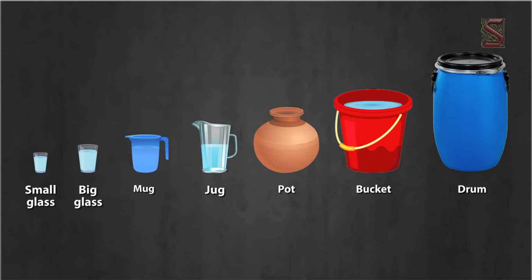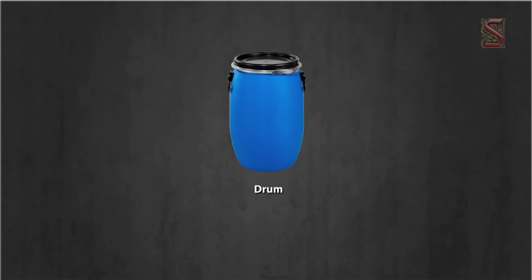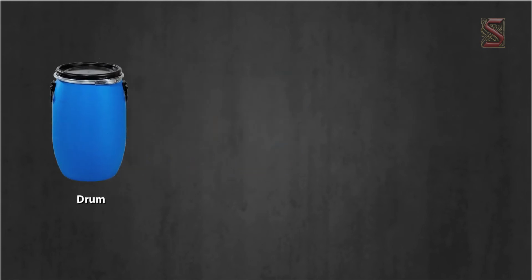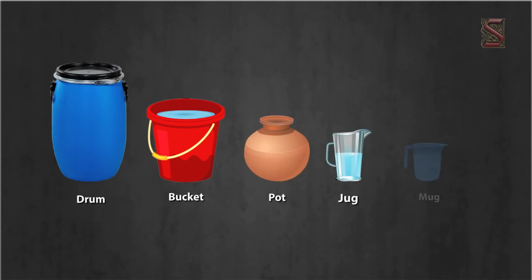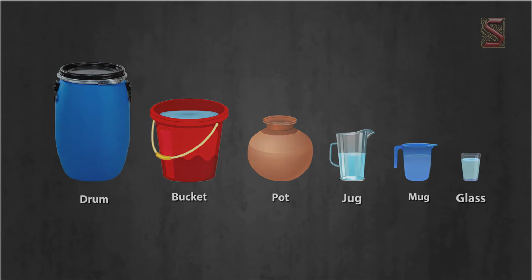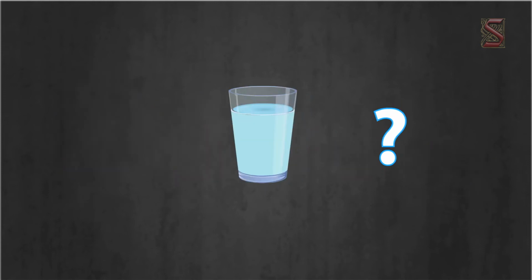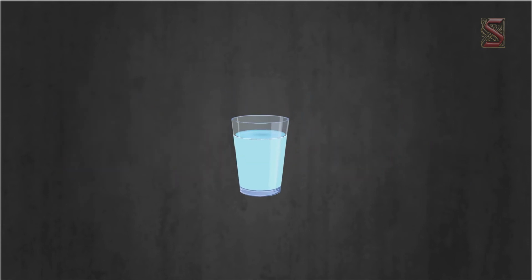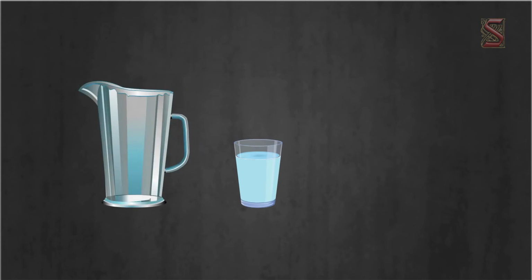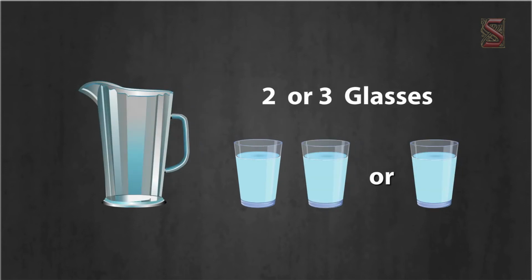Which vessel holds less water than this one, drum? Drum is a bigger vessel, so the smaller vessels are bucket, pot, jug, mug, glass. Super, Chintu. You are again correct. Now, can you tell me how many glasses of water fill this jug here? I think 2 or 3 glasses, Oaks.